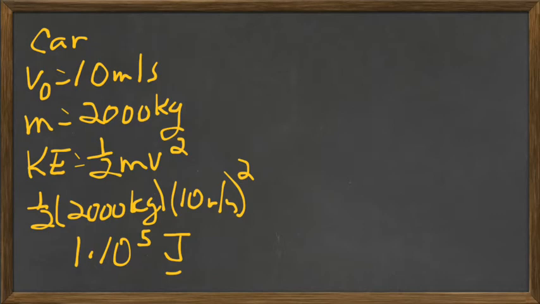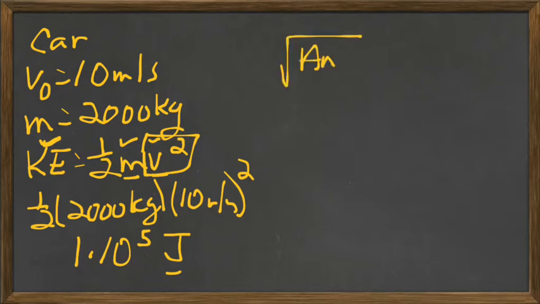Now, with kinetic energy, you could be asked to solve for mass, if you know kinetic energy and velocity, or velocity if you know mass and kinetic energy. Don't forget that for velocity, in the formula it is squared. And so on our calculator, we would have to throw in the square root keystroke in order to finally get velocity on its own.